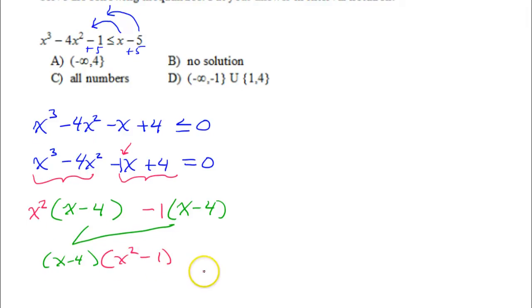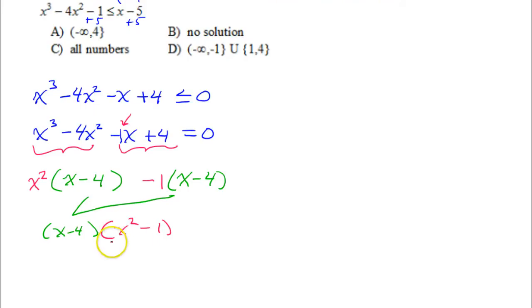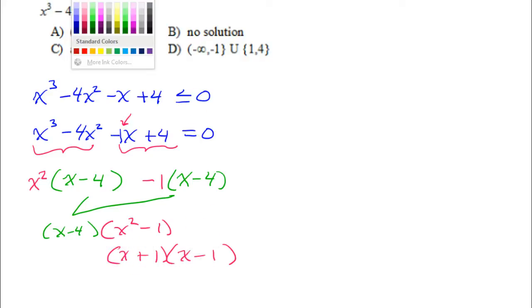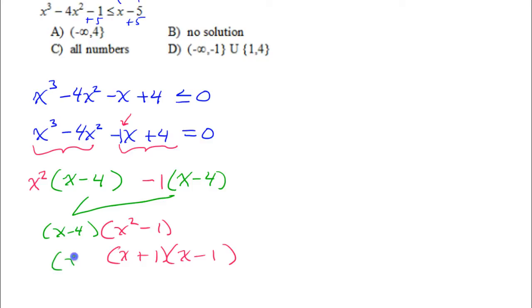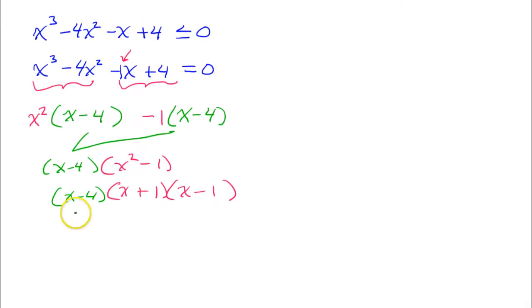Alright, I'm hoping at this point it's jumping out at you that this is the difference of two squares. So x squared minus 1 can factor further as x plus 1, x minus 1. And I'm going to bring down my x minus 4. Okay, I also could have put this in my calculator and scrolled down looking for zeros on the y side of the table, and I would have found the same zeros that I'm about to find right now.